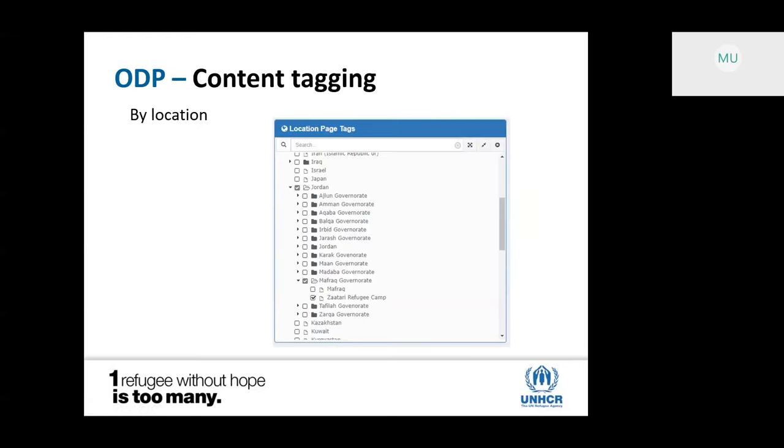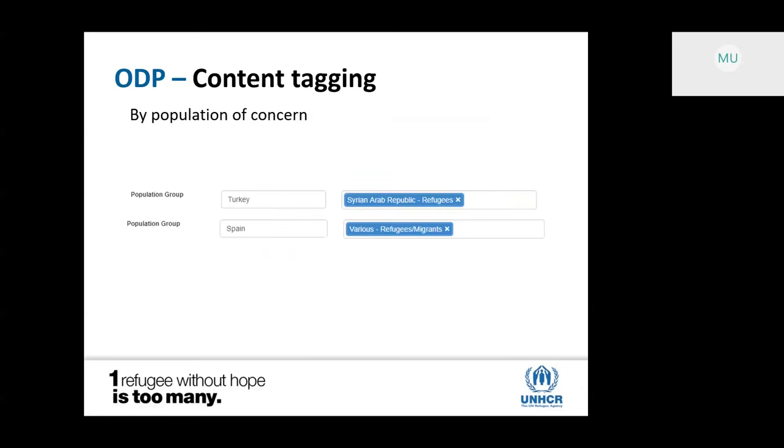Content tagging. To achieve this, it's very important that whatever is uploaded in the backend of the operational data portal is tagged properly, so then the engine can display it at its proper place. The tagging is basically done by two separate tags. One of them is by location, which means that you can tag, as I said, by settlement, by governorate, by district, by country, any type of content upon upload. This will ensure that the content will be displayed at the specific geographic location and will be aggregated upwards.